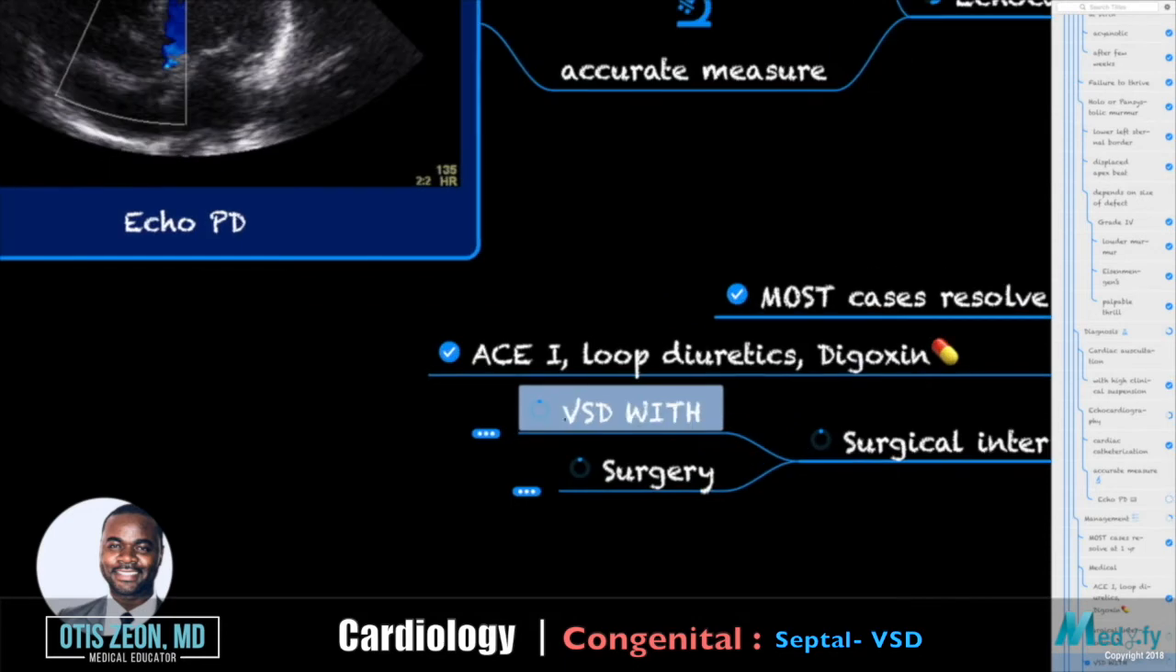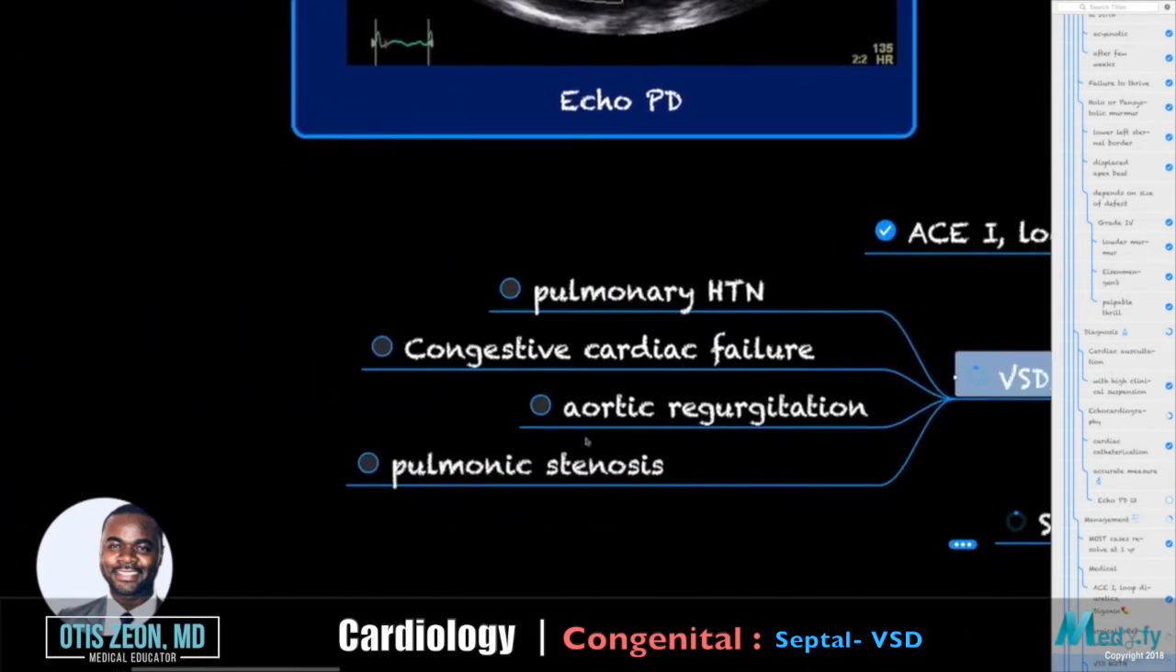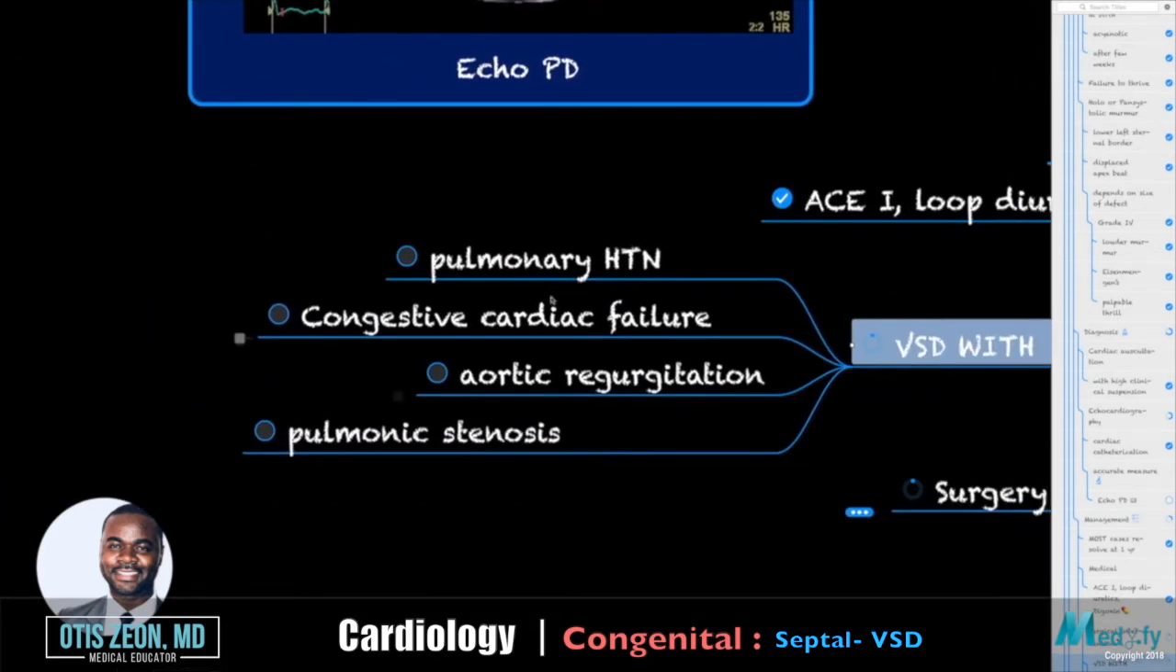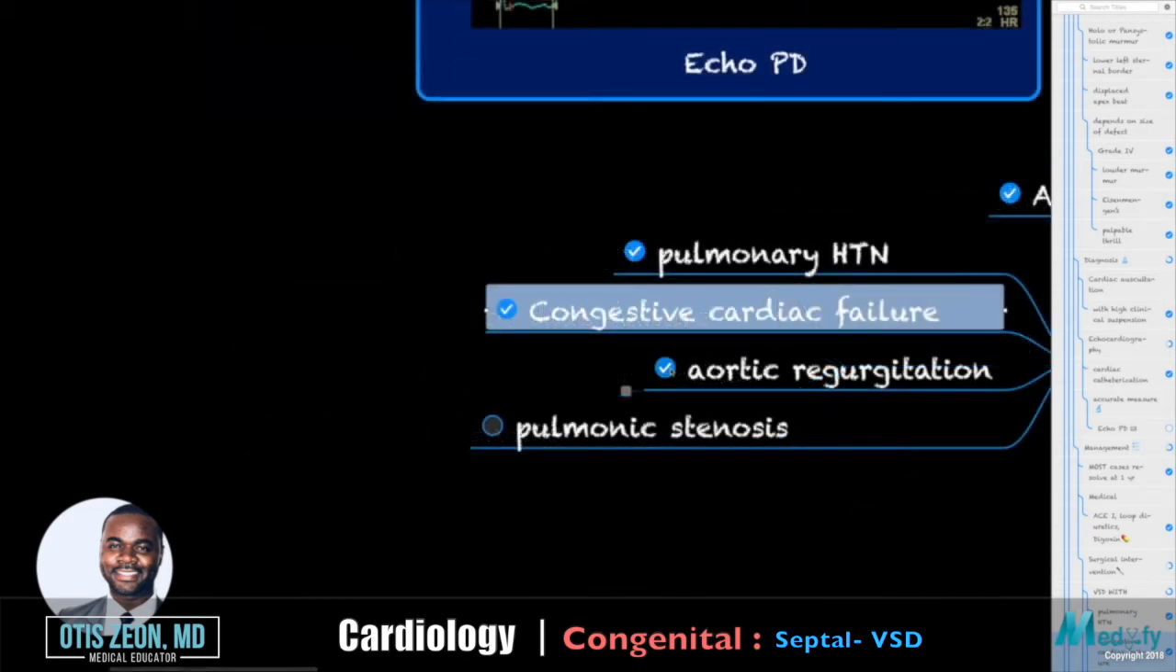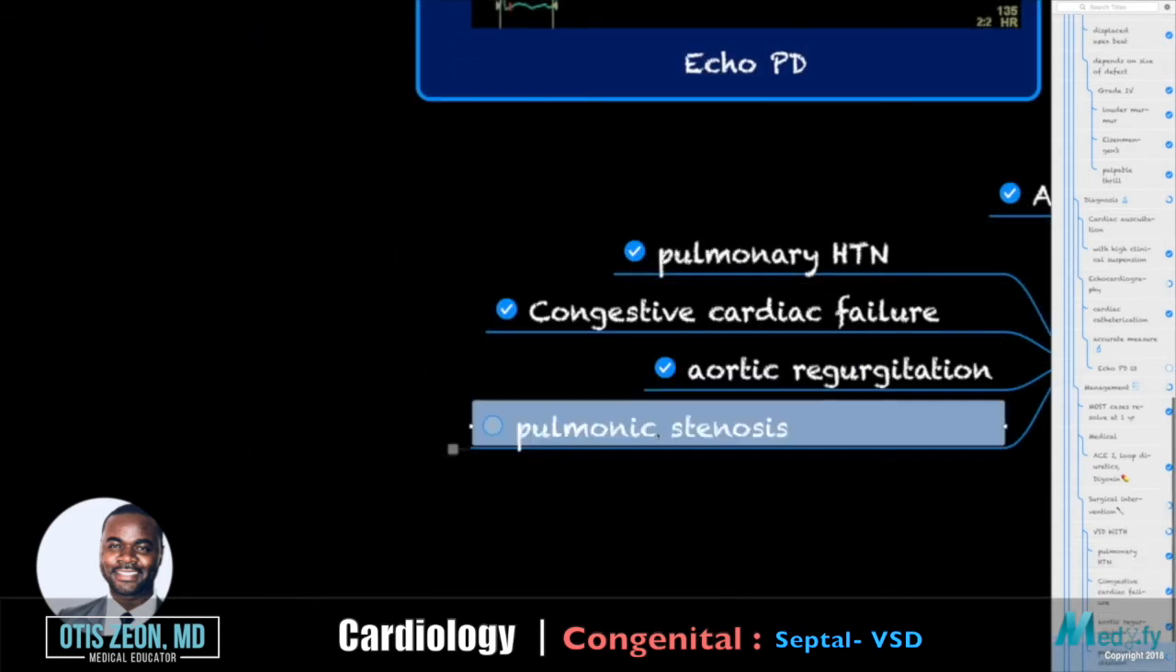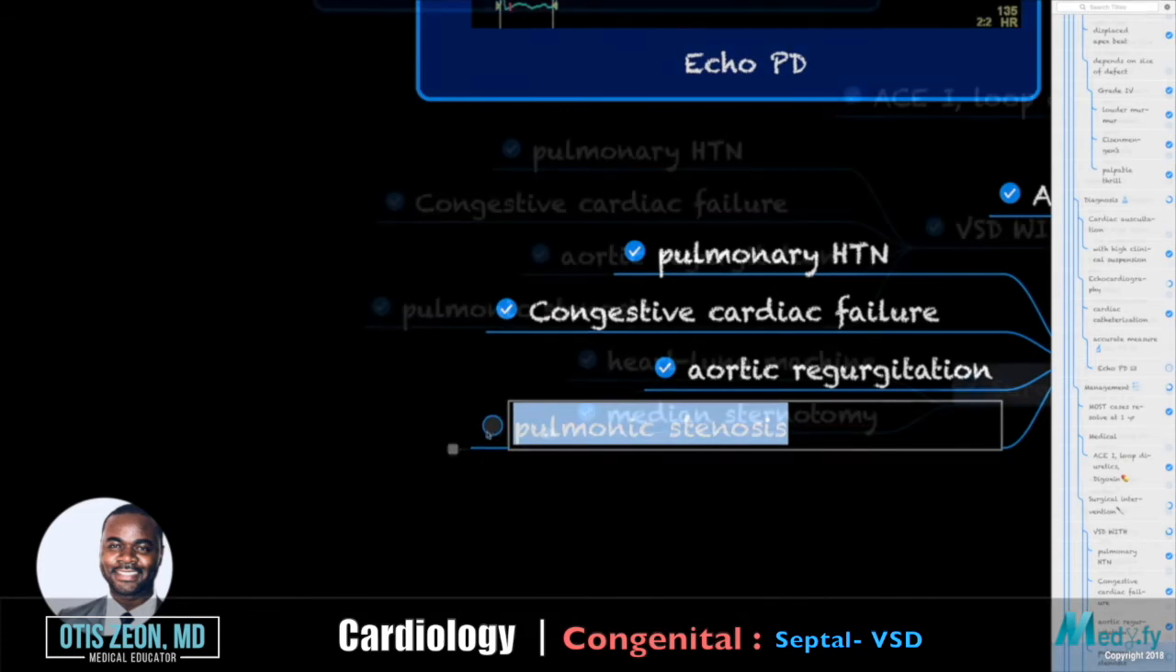A person who has a VSD with pulmonary hypertension, congestive heart failure will be one of the classic reasons for surgery. Also note that children who have severe VSD may precipitate congestive heart failure. Aortic regurgitation is another reason why you will want to do surgery. And of course, pulmonary stenosis is another reason why you want to do surgery.